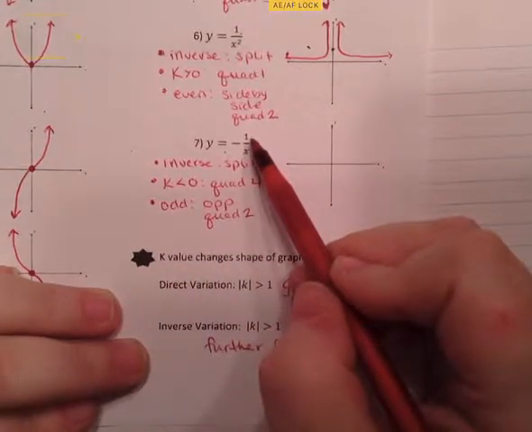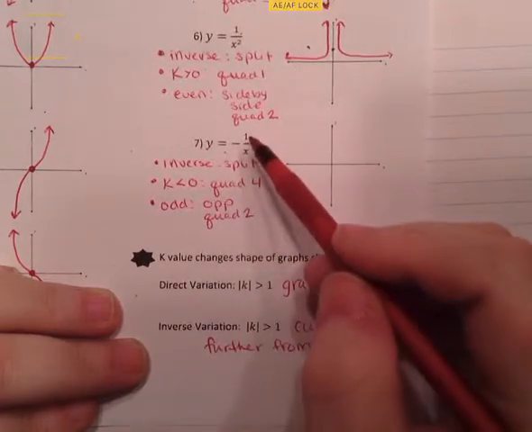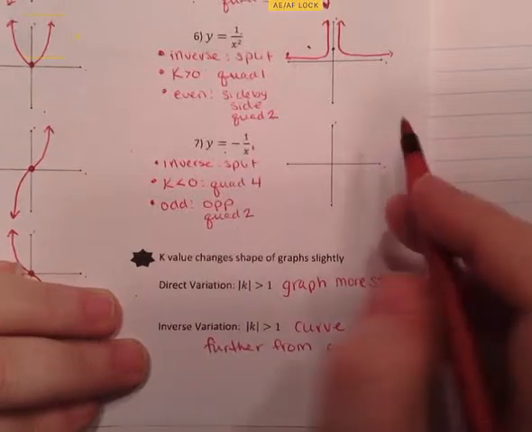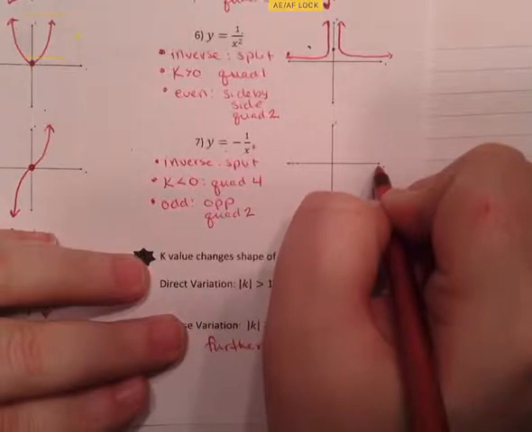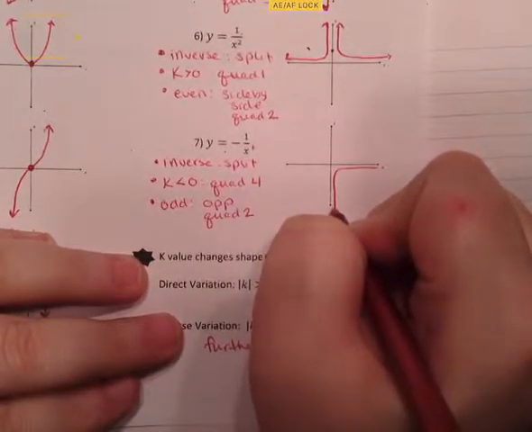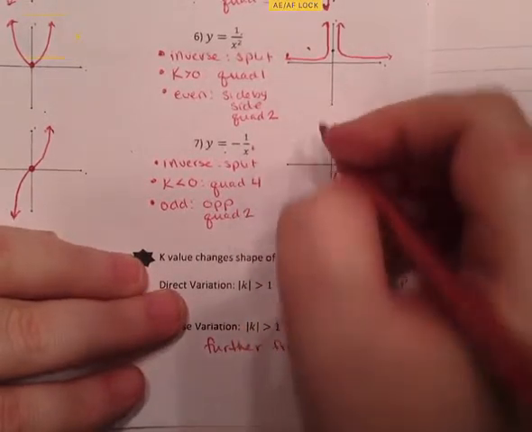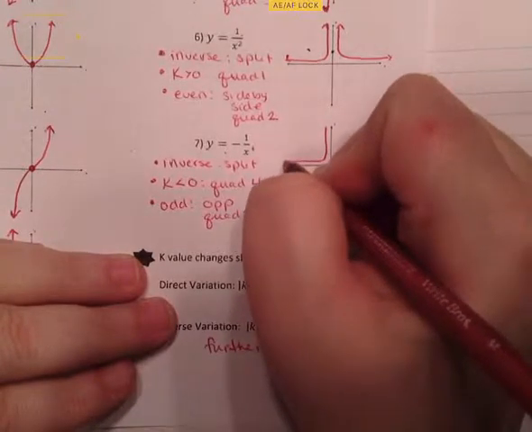And our value is 1. The k value is technically -1, but the absolute value of that is just 1. So it's normal. That means it's going to be curved close to the origin again. So quadrant 4 is where we're going to start. We want to curve it along the x and y axis and have it close to the origin. And then we're going to do the same thing in quadrant 2, which is the opposite of quadrant 4. So curve it along the x and y axis.